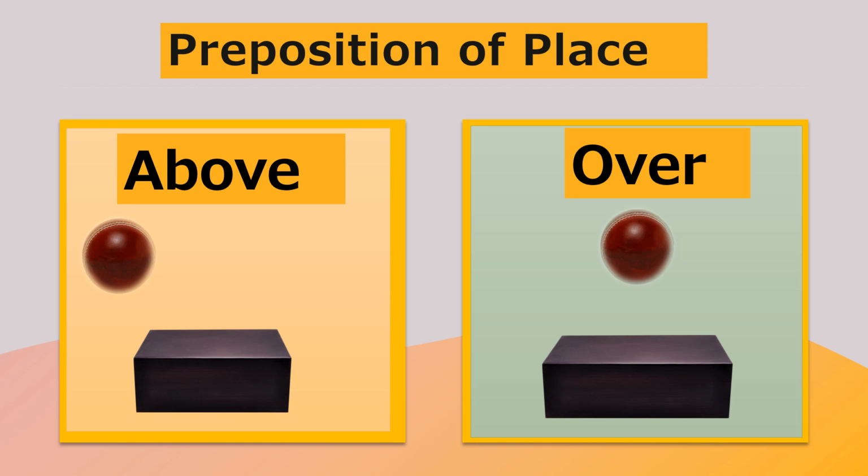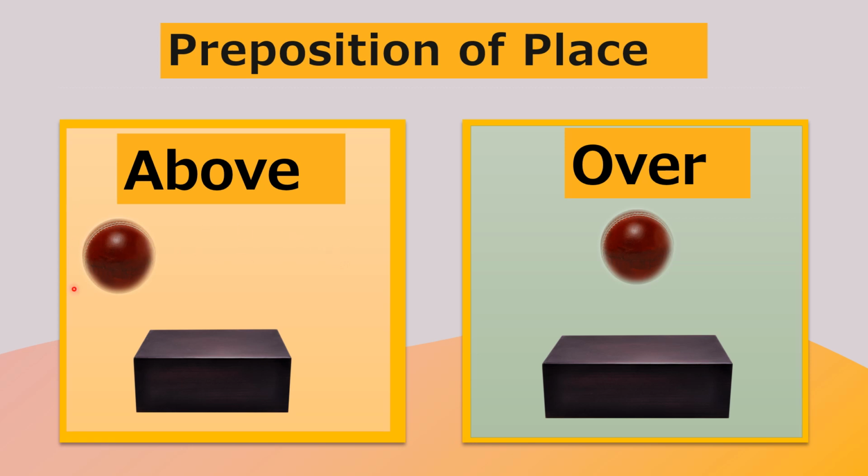Now we are here to discuss the next confusing pair of prepositions of place, that is above and over. In the same way as under and below, the box is here and the ball is here. So the ball is at the higher level of the box, but it could be at any place on the higher level.